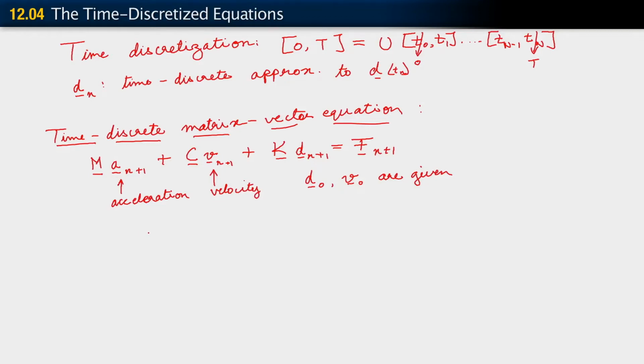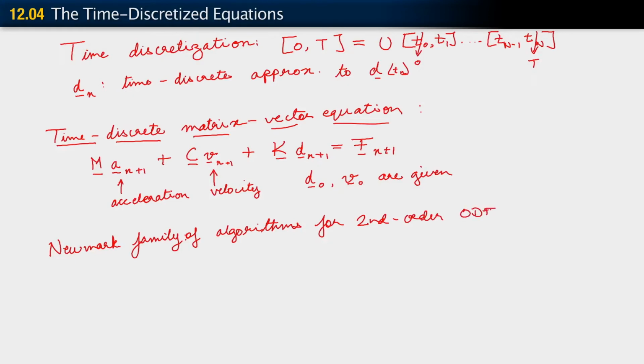Now, the family of algorithms that is commonly used to solve this equation, this time-discrete form of the equation, is what is called the Newmark family of algorithms for second order ODEs. They're second order because they're second order in time. The way this family works is the following.